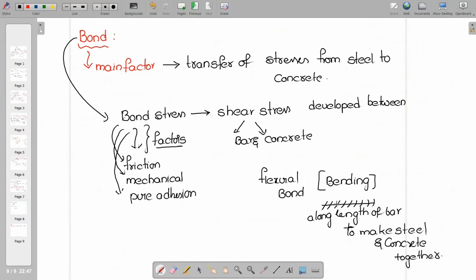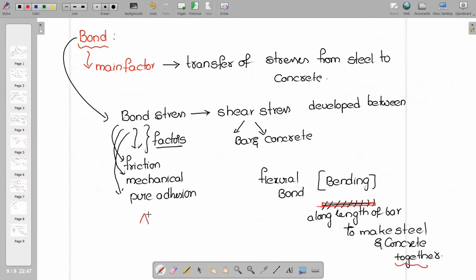So along the length of the bar, when you consider the length of the bar, to make the steel and concrete act together, that is called flexural bond.